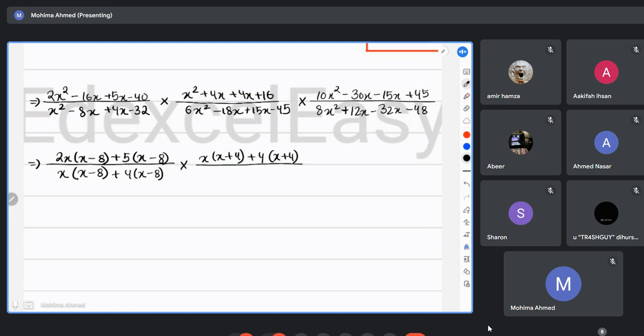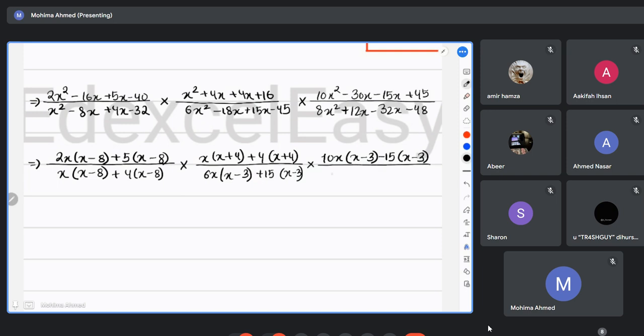Divided by, from 6x squared and 18, I can take 6x common, 6x, x minus 3. 15 into 3 gives me 45, so I can take 15 common, and that will be again x minus 3. Multiplied with the last fraction from the numerator at the start, taking 10x common, so we have x minus 3, minus 15, again x minus 3.